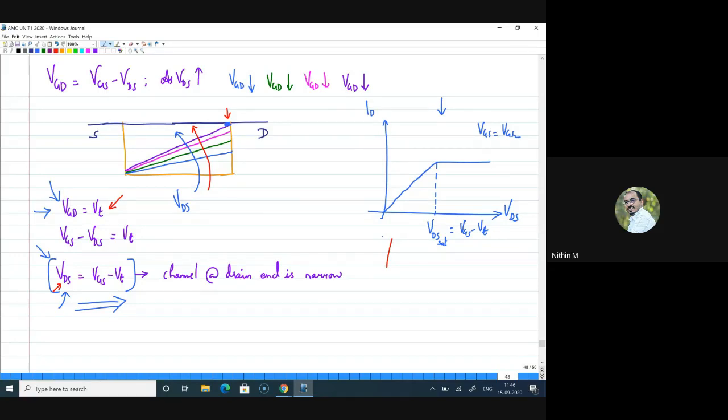After stating that, we looked at the ID-VDS graph. There we saw that initially the current kept on increasing. But later we observed that at this particular voltage, when VDS is equal to VGS minus VT, the current is no longer increasing; rather, it is becoming constant. Now we have to reason out why the current is not increasing or decreasing, and why it remains constant. From there, we'll start our discussion for today.